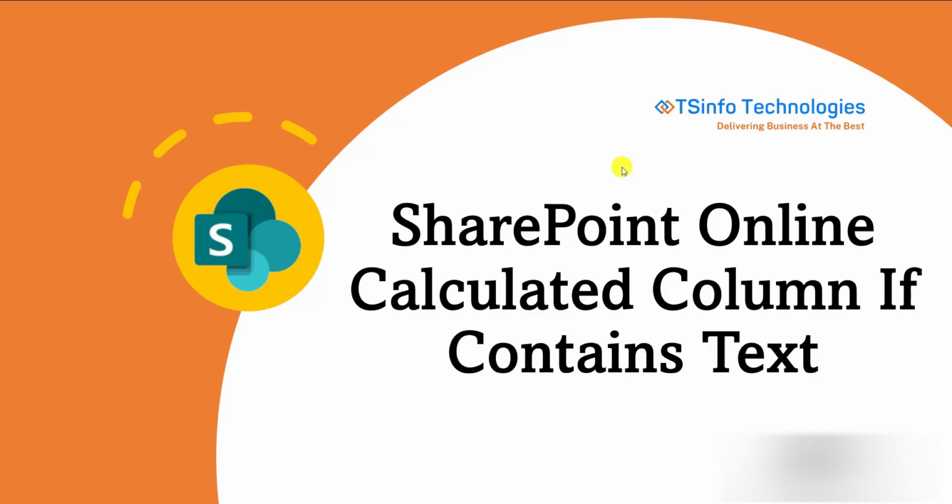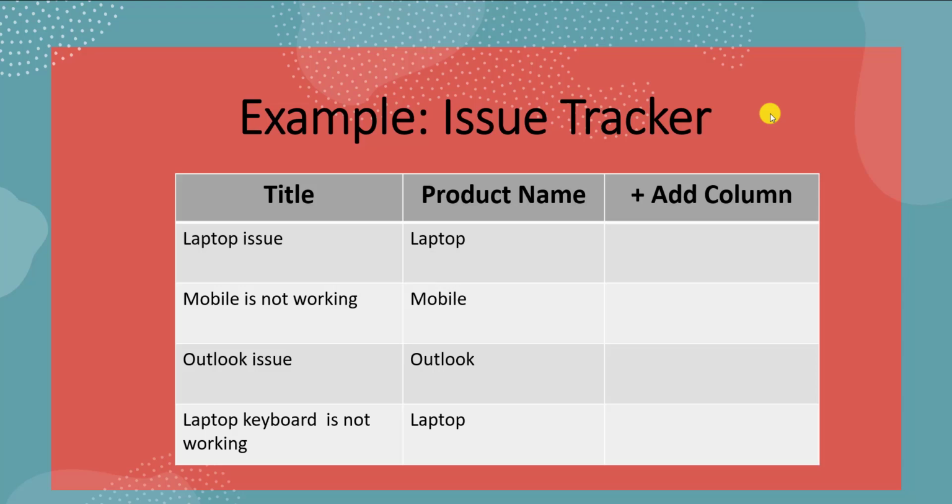In this video, we are going to learn SharePoint calculated column if contains text. Here you can see I have a SharePoint list as issue tracker, and inside this I have added one calculated column as product name. Now see here, if title contains laptop, then product name as laptop, and if title contains mobile, then product name as mobile, and also if title contains Outlook, then product name as Outlook. Now I will show you exactly how we will create a calculated column if contains text.